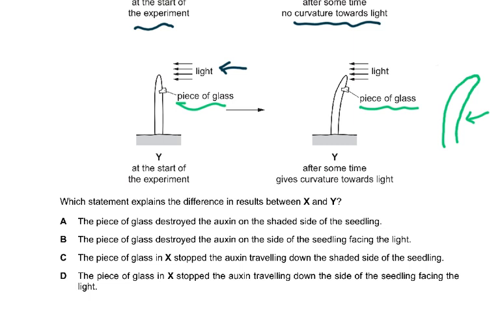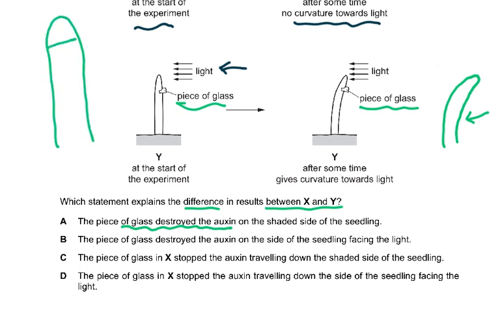Let's look at the possible answers. Which statement explains the difference in results between X and Y? The piece of glass destroyed the auxin. Now, why is that wrong? The reason you've got to understand is that this is the shoot, this is the tip. This tip produces the auxin, which moves down. So, how can glass destroy the auxin? Auxin is produced by the cells in the tip and then it moves down. It's a chemical. So this is wrong. It cannot destroy the auxin.